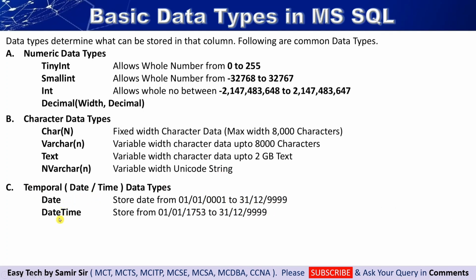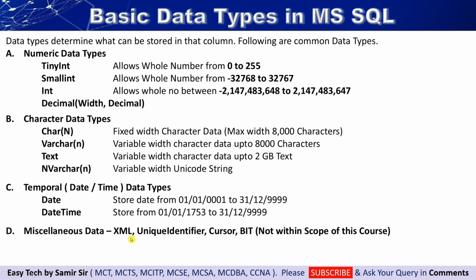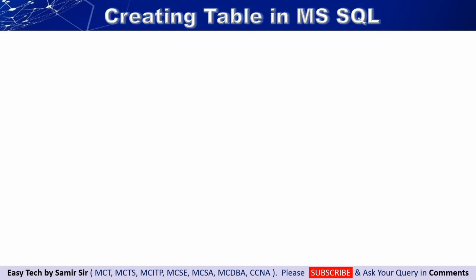And also if you want to save date along with the time, you can select a field from datetime. So you can store date from 1/1/1753 up to 31st/12/9999 along with the time in hour, minute, second and millisecond formats. There are some other miscellaneous data types called XML, uniqueidentifier, cursor, bit. However, this is not within the scope of the course.